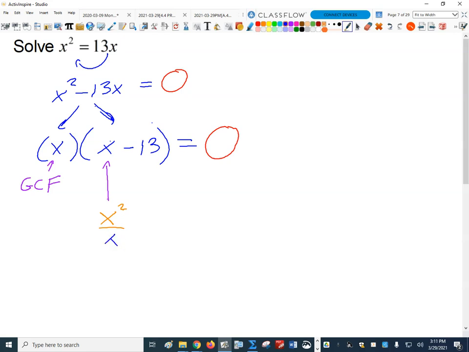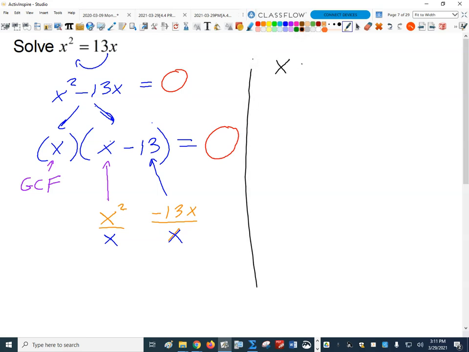Well, what's x squared divided by x? It's just x, isn't it? Same thing over here. I could take my negative 13x that I started with and divide by x. Negative 13x divided by x is my negative 13. Everybody see that? Okay, and now look, I've got this thing broken apart into a product of factors. So look what this does for me. That may not seem like much, but that's huge.